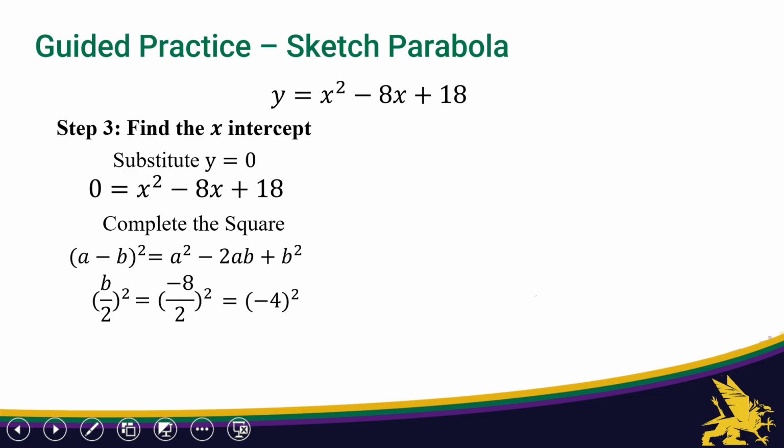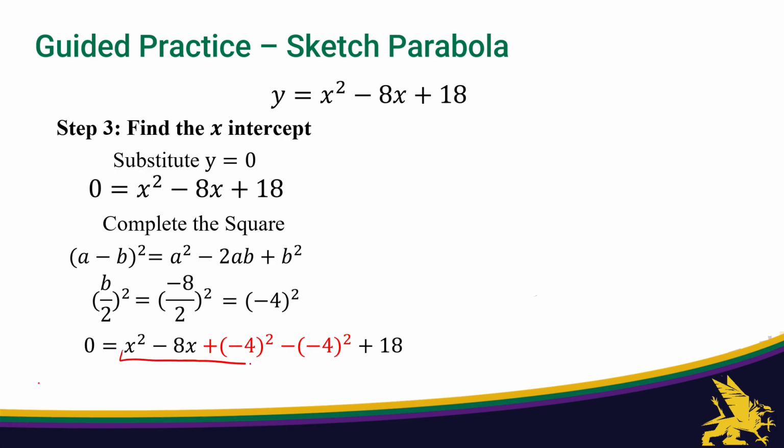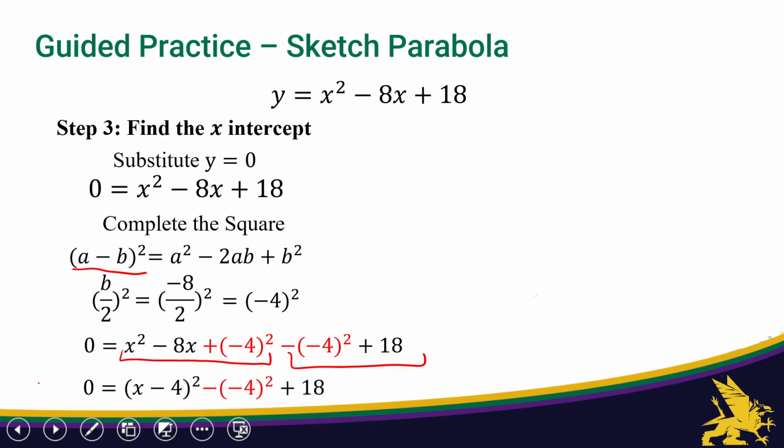So now I've got that, I'm just going to use the (a - b) squared rule. So first I will put in the negative 4. So I'm adding negative 4 squared minus negative 4 squared. This first part turns into (a - b) squared, and then I've got this left over on the outside. So straight away that turns into (x - 4) squared, take away negative 4 squared plus 18.